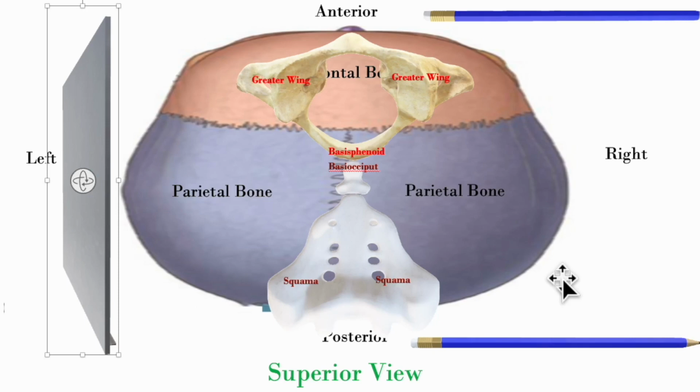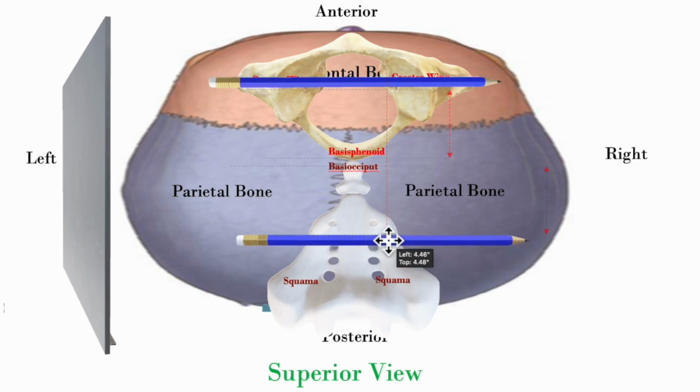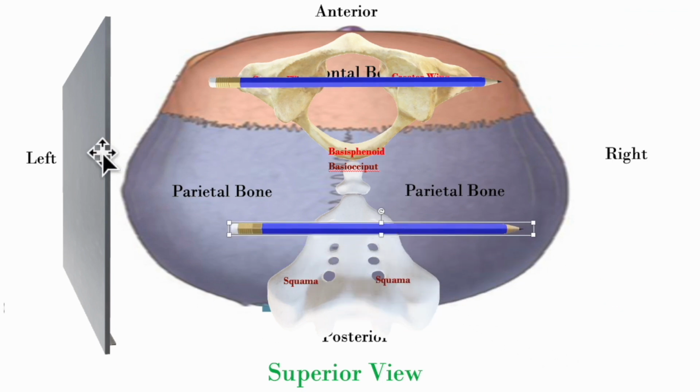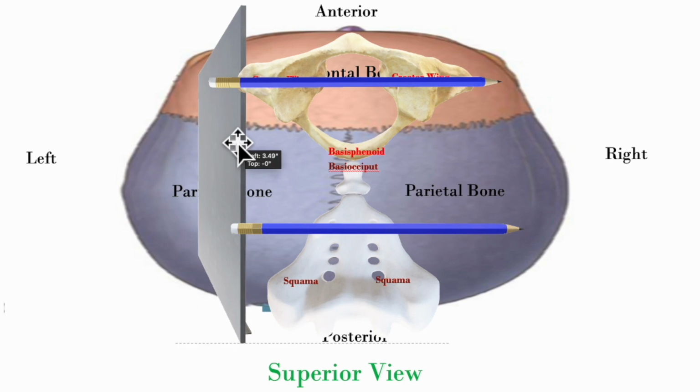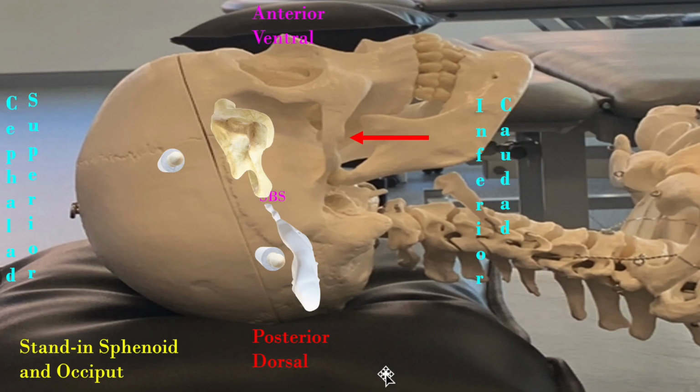Now the axes and the planes for both the superior and inferior shear are the same as they were for flexion extension. So it'll be two transverse or horizontal axes, one for the sphenoid, one for the occiput, and they're going to move in a sagittal plane. So now we're going to talk about a superior shear.